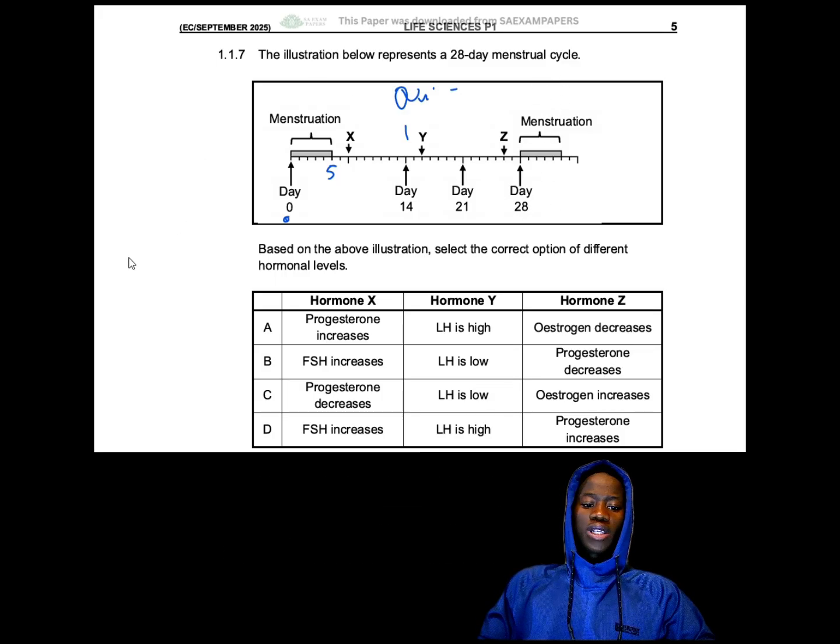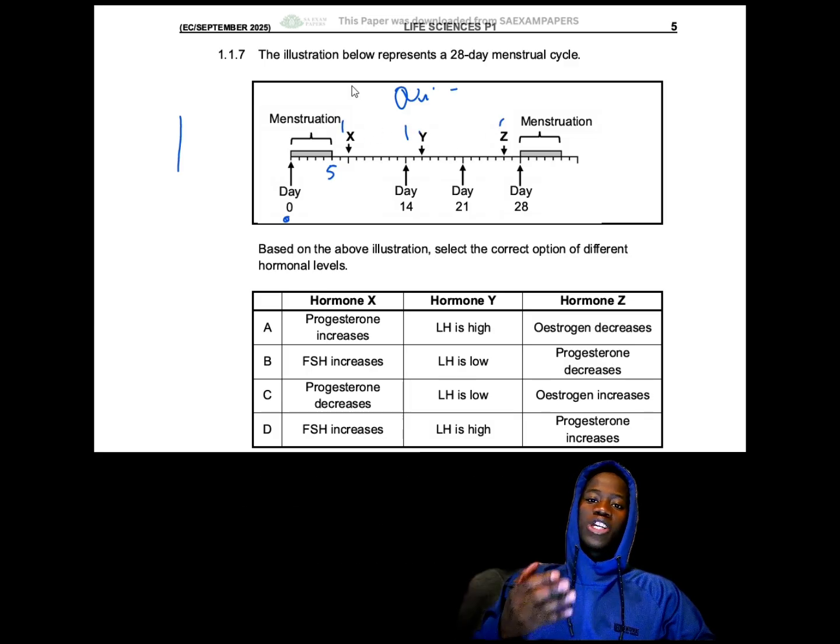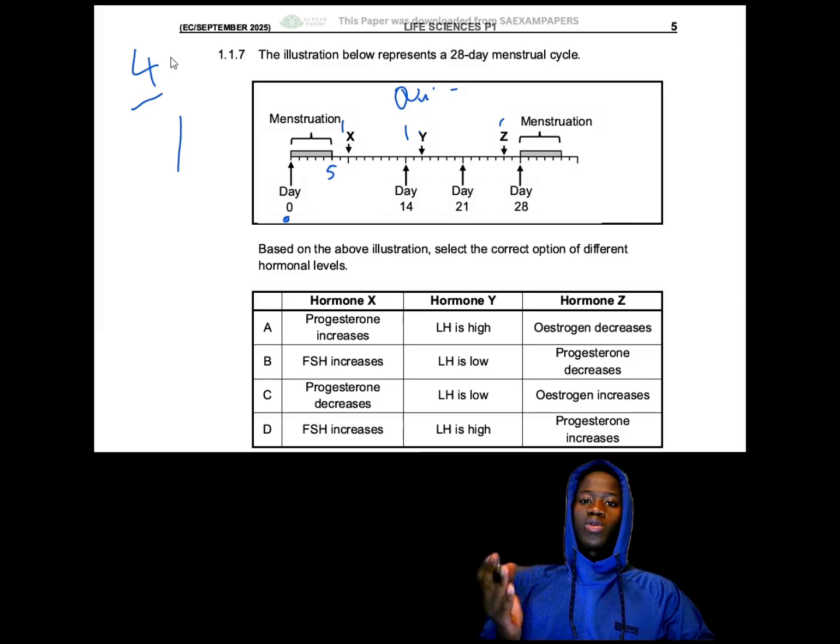So let us go through the question to see what they require from us, okay? So right over here, they're saying, based on the above illustrations, select the correct option of different hormonal levels. So that means these letters X, Y, and Z are representing the hormones which are secreted during the menstrual cycle. Now, what you need to remember is that in the menstrual cycle, we have a total of 4 hormones which are secreted, 2 from the pituitary gland and 2 in the ovaries by the follicles.